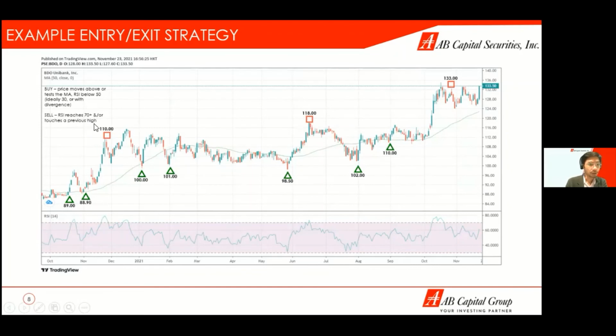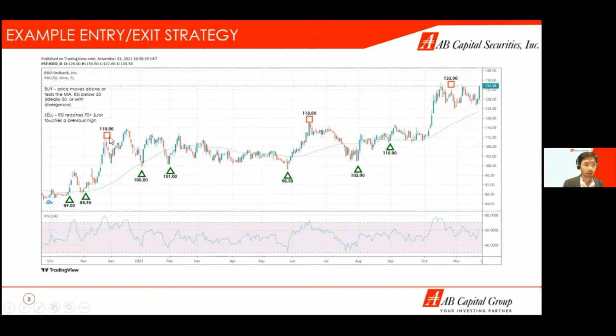And then, sorry, okay. So when the price moves above the MA and the RSI is still below 50, that means it's not overbought yet. So you are showing a reversal of trend without an overbought signal. So that means it's still good. Ideally, it would be at 30 or with a divergence, but here with the first entry point, there's none of those. And then the position trader would have added when it corrected at 88.90.